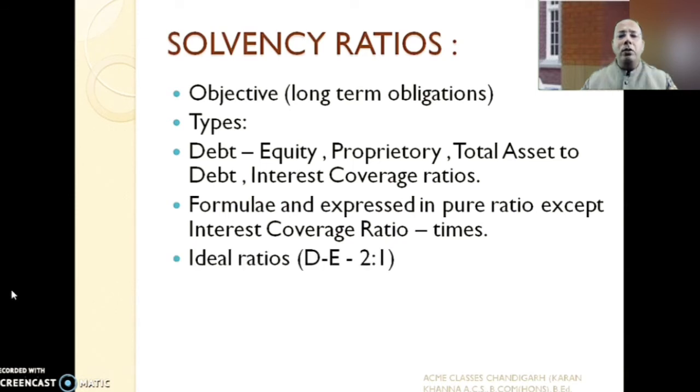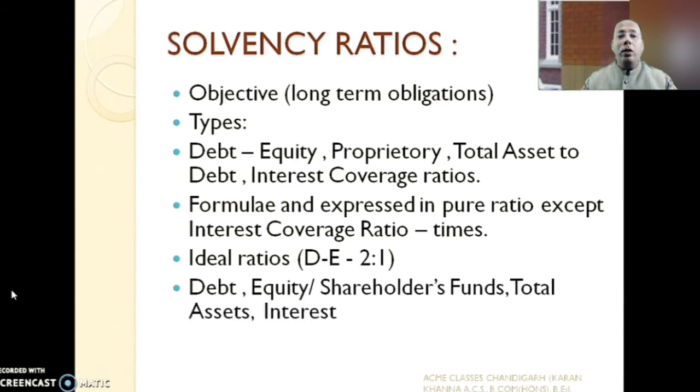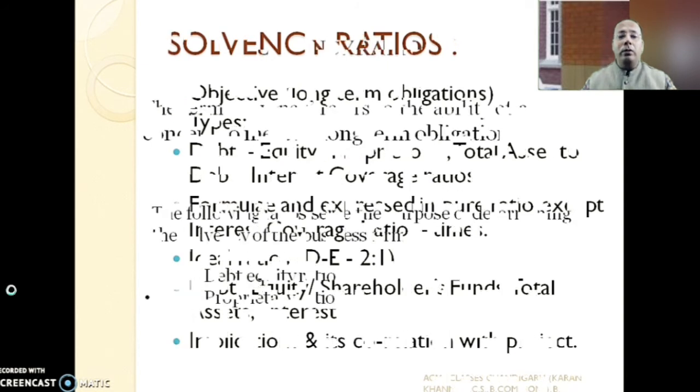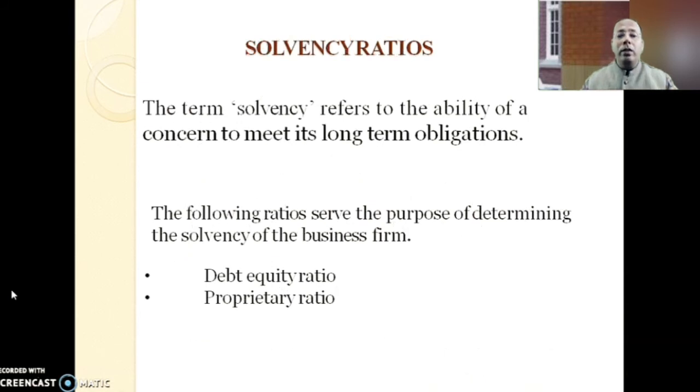The ideal ratio in this context is normally related to the debt equity ratio, which is 2:1. You need to know the meaning of debt, equity, in other words shareholders' funds, total assets, and interest. You need to know the implication of each and every ratio and its correlation with the project work. So, solvency ratios deal with the ability of the firm to meet its long-term obligations.